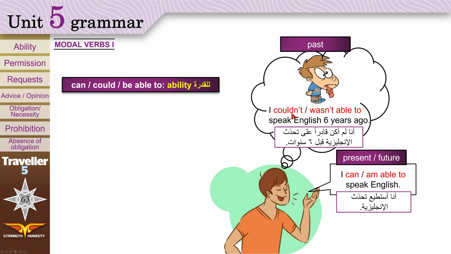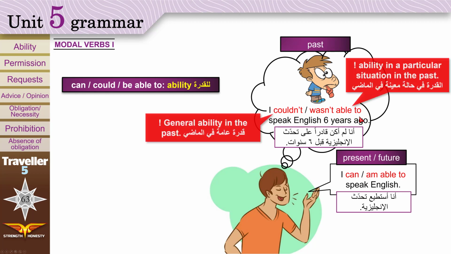Now, there is a small difference between couldn't and wasn't able to. Couldn't is very general. If you have a specific or particular situation, it's better to use wasn't able to. However, you should know that both of them are correct. And that's it. We finished expressing ability.